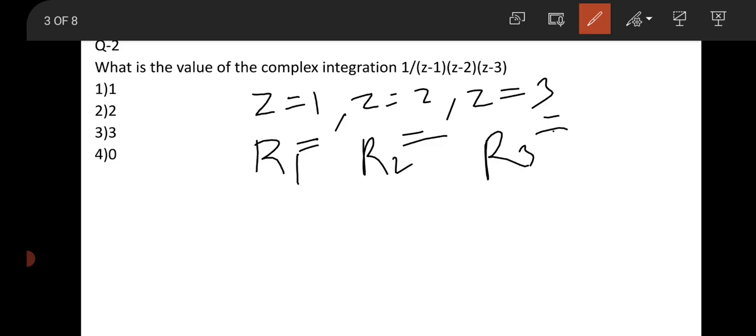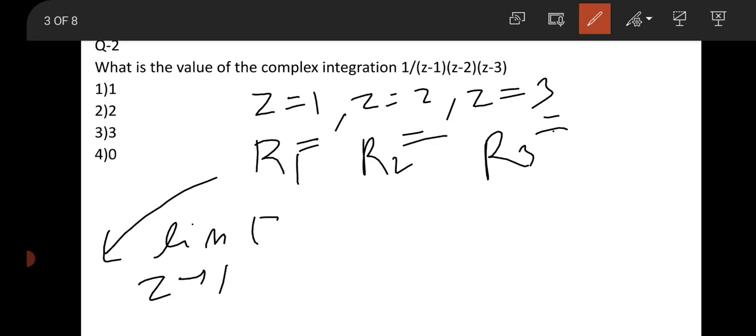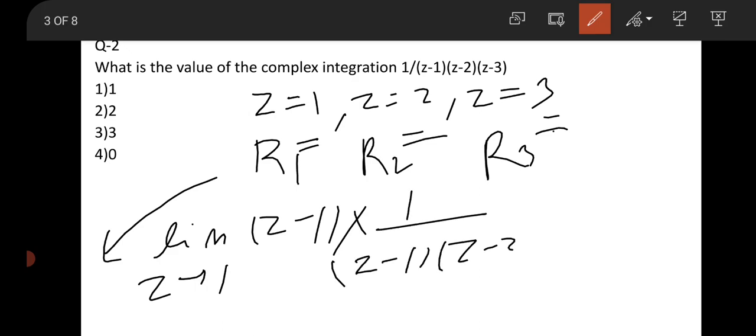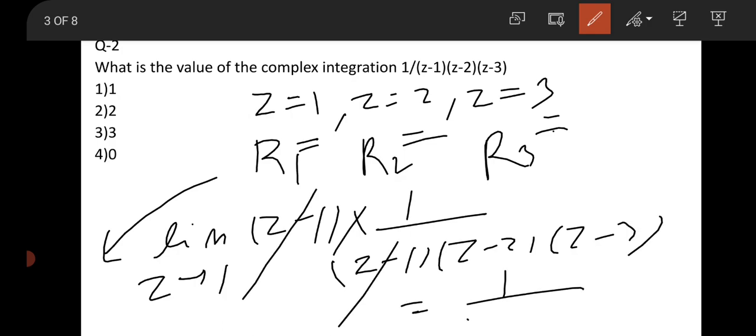For z equal to 1, the residue will be the limit z tends to 1 of (z minus 1) into the function. The function is 1 by (z minus 1) into (z minus 2) into (z minus 3). So z minus 1 cancels. Put z equal to 1, it will be -1 and -2, so the answer will be 1 by 2. So residue r1 is equal to 1 by 2.